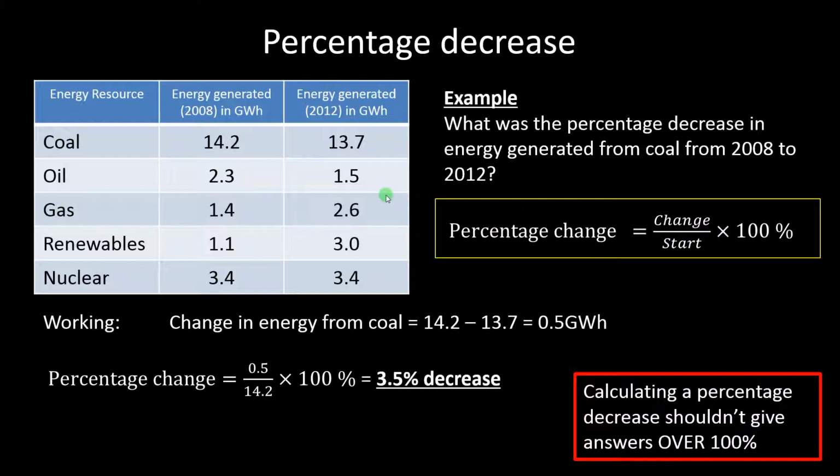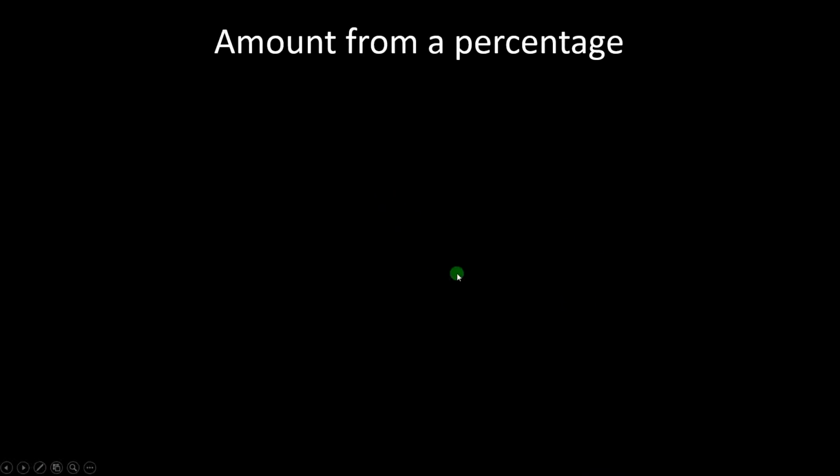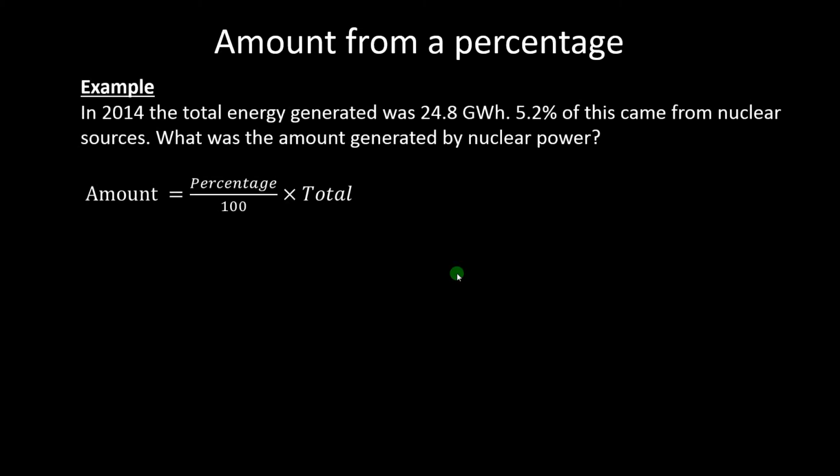Okay, and the last thing you need to be able to do is to work out an amount from a percentage. So this is like the first example, but backwards. So the question you might get here is, let's say we've moved on from our original table now, and in 2014 we've been told that the total energy generated by this situation was 24.8 gigawatt hours, and we're also told that 5.2% of this came from nuclear sources. The question now is, what's the amount generated by nuclear power?